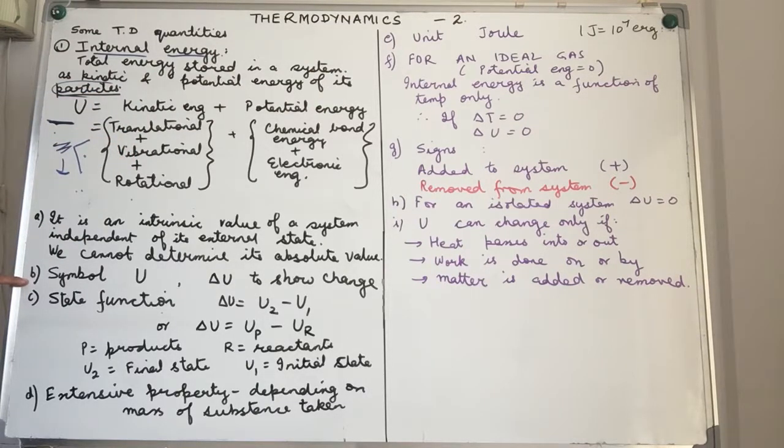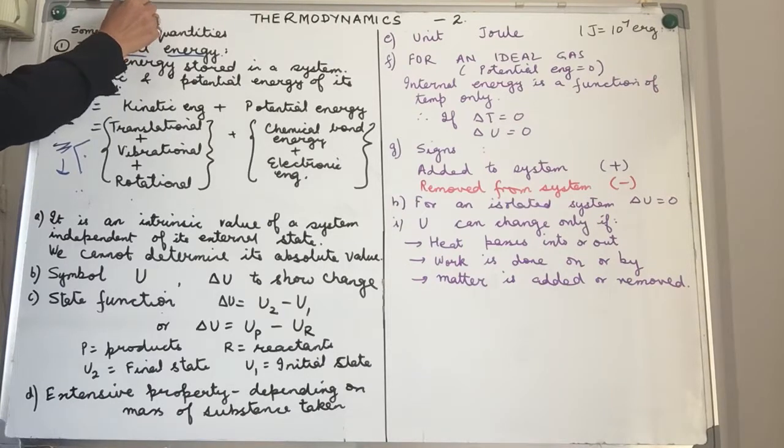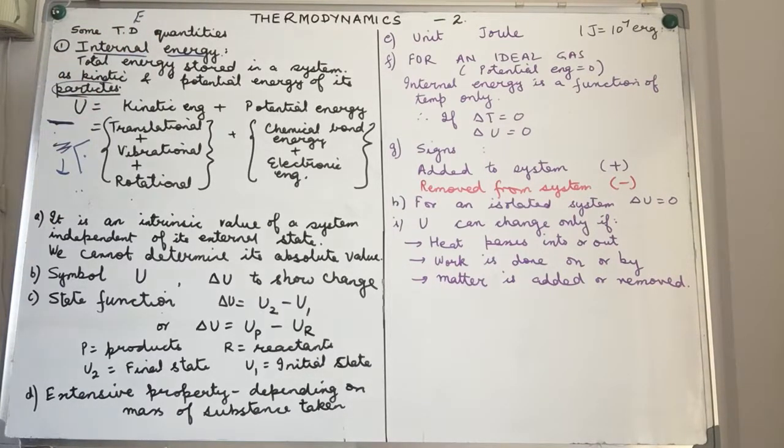The symbol for internal energy is U, although in some books and some places you will also find the symbol E. Please do not get confused, do not worry about it. Most of the places use U. The IUPAC system says U, but many of the books still continue to use E.